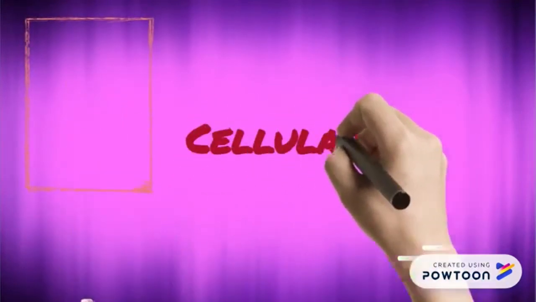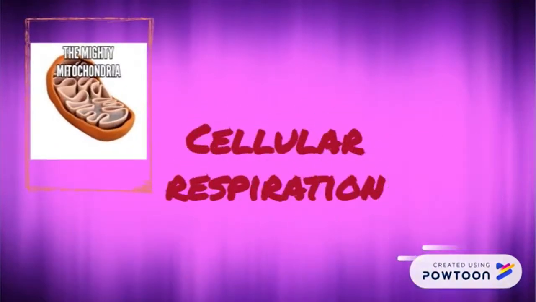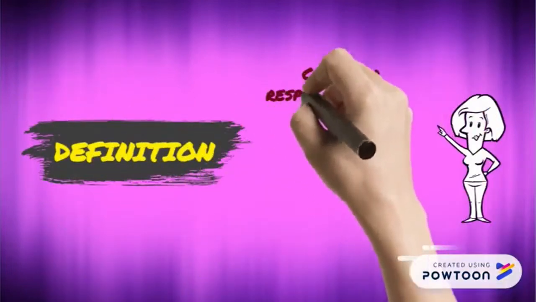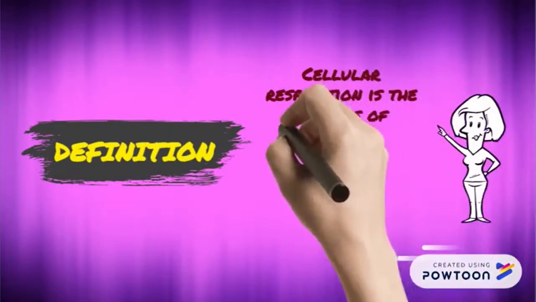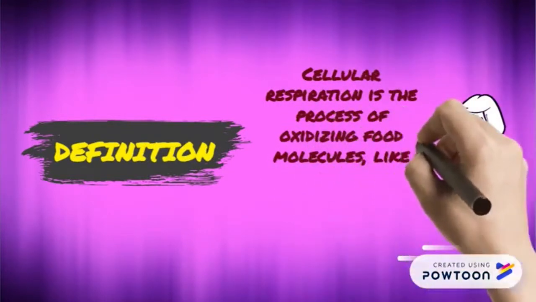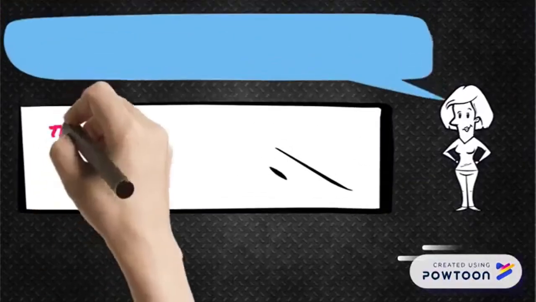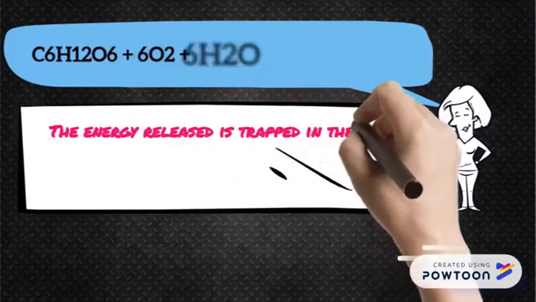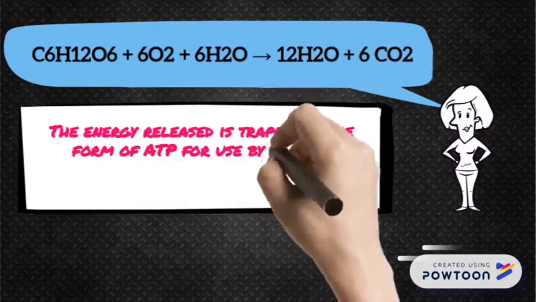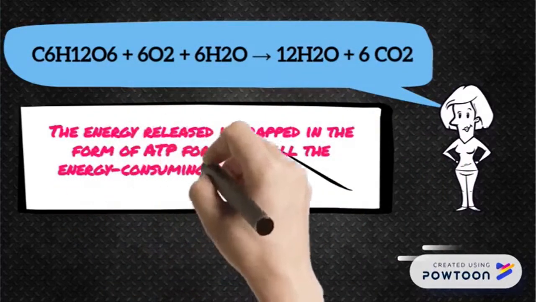Cellular respiration. Definition: cellular respiration is the process of oxidizing food molecules like glucose to carbon dioxide and water. The energy released is trapped in the form of ATP for use by all the energy-consuming activities of the cell.